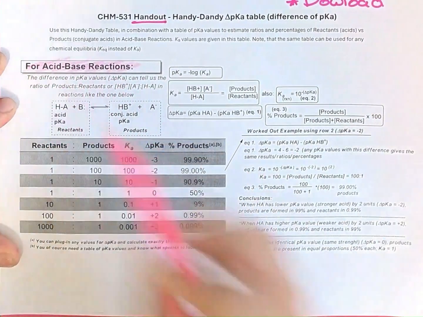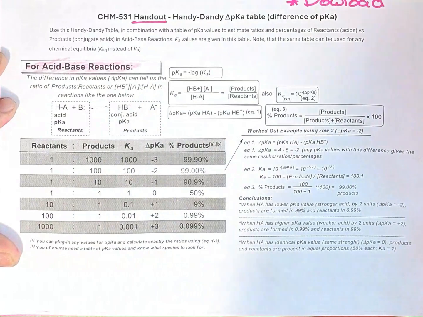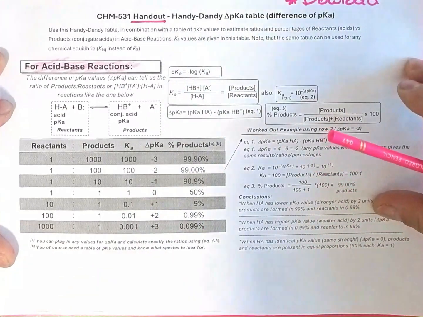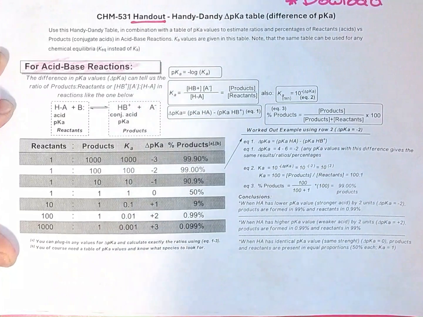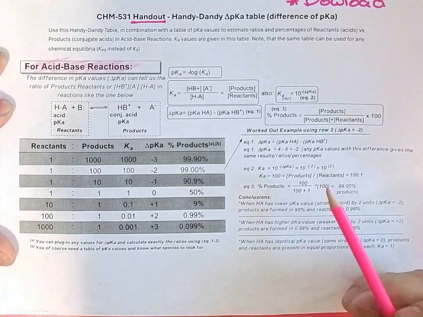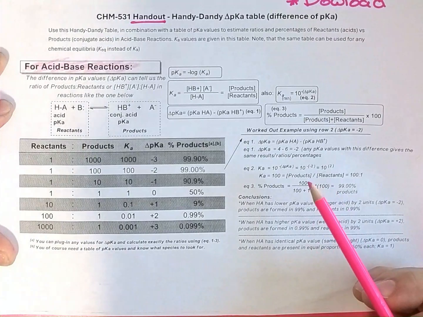This is for acid-base reactions, and this will illustrate how we can use the pKa values to estimate very quickly, a very powerful way to estimate quickly the direction of the equilibrium, but not only the direction, but the extent. To what extent? How much is it going to the right, or how much is it going to the left? And I have a couple of equations that I would like you to pay attention to.